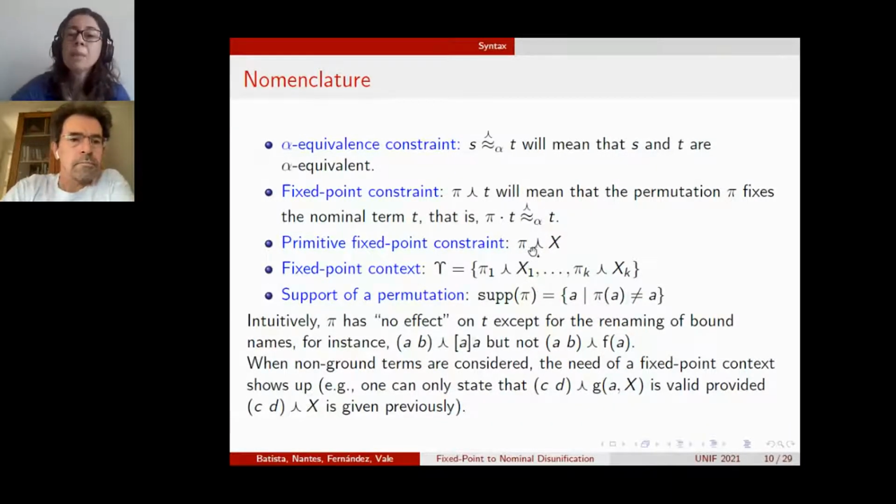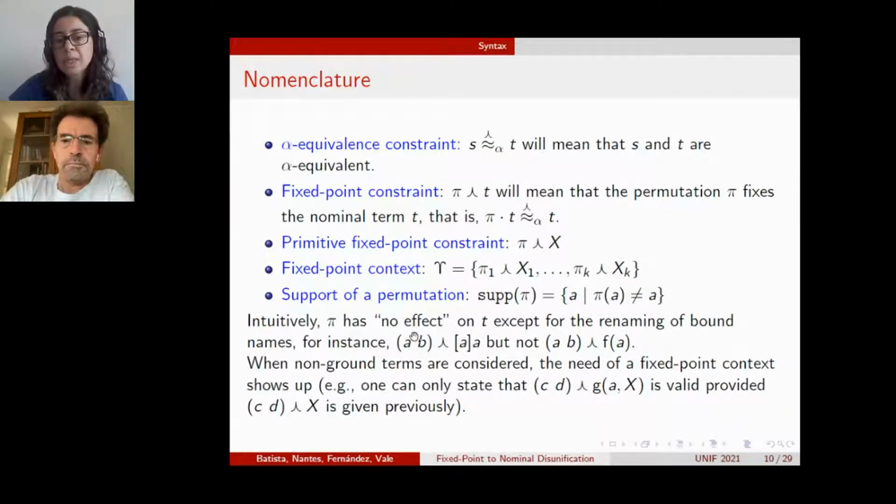And pi fixes X is a primitive fixed point constraint, and if you have a finite set of primitive fixed point constraints on variables, you call it a fixed point context. And another notion, support of a permutation. The support of a permutation coincides with the domain. It's the set of names A such that pi of A is different from A. So intuitively, it's the effect of pi on T except for the renaming of bound variables.